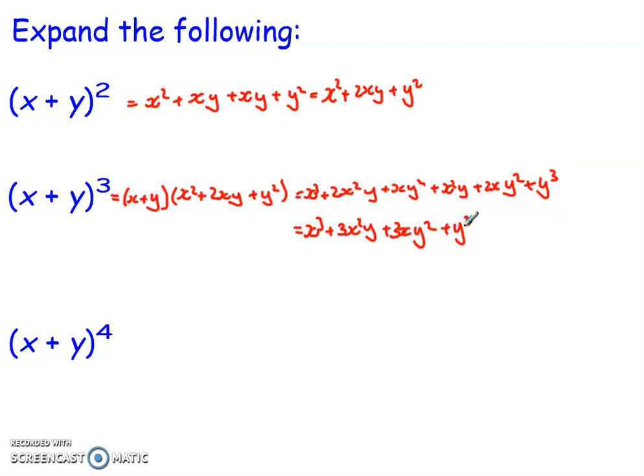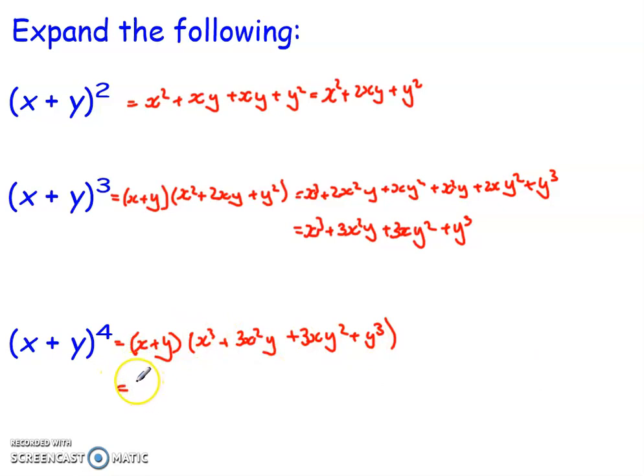So again, that's not too bad. We had the x plus y squared here, so we could just use it there. x plus y to the 4, again we're lucky in that we've got the x plus y cubed here. So we know that we're just multiplying it again by that. So x plus y times x cubed plus 3x squared y plus 3xy squared plus y cubed.